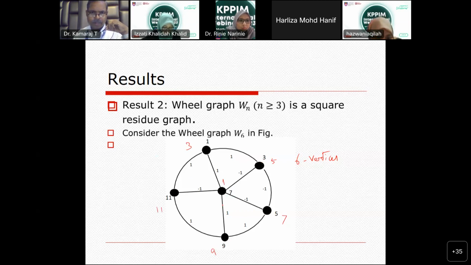Now look at this edge. This edge connects the labels 1 and 7. What is the Jacobi symbol of 1 and 7? Is 1 a quadratic residue of 7? Yes. So the edge value is 1. Like that, 1 is a quadratic residue of all the other remaining numbers: 3, 5, 7, 9, 11. That means for each edge I have to assign the label 1.